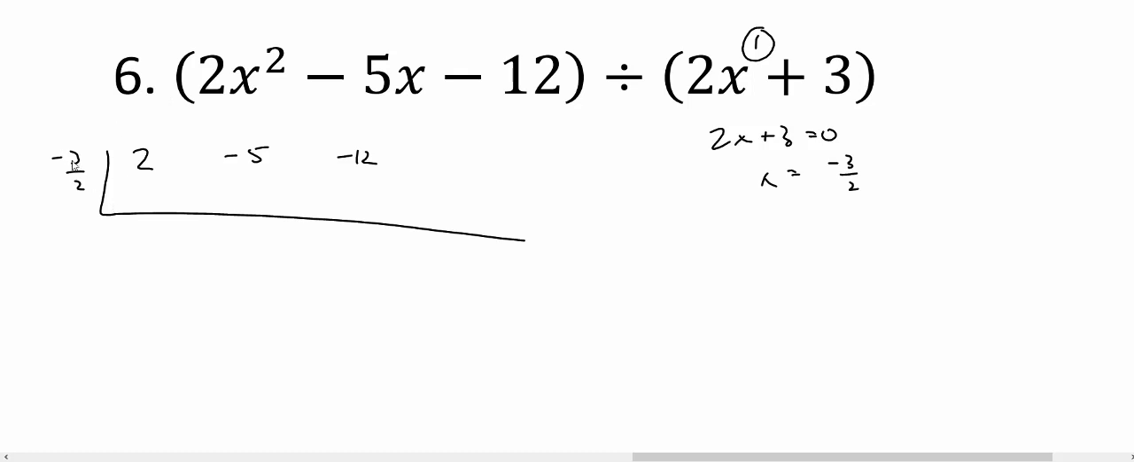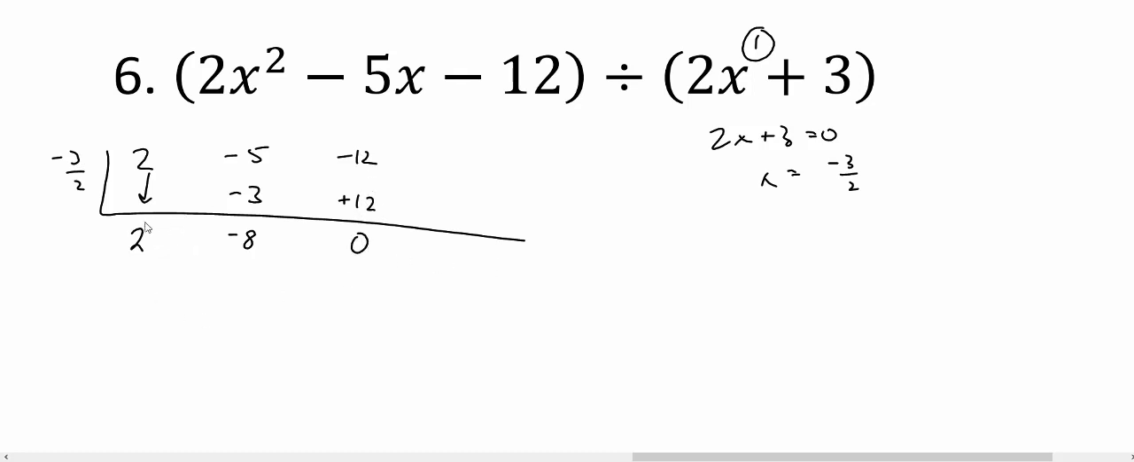Just because it's a fraction over here doesn't mean we can't do it. Drop the first one down. Let's multiply. If I multiply 2 by something over 2, that just goes away. So it's just -3. Let's add. I get -8. Let's multiply. -8 times 3/2. -8 divided by 2 is 4. 4 times 3 is 12. So this is now +12. I add, I get 0.